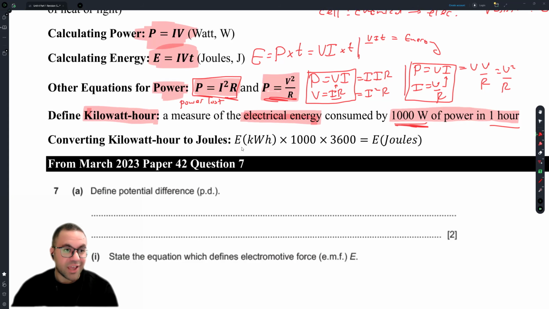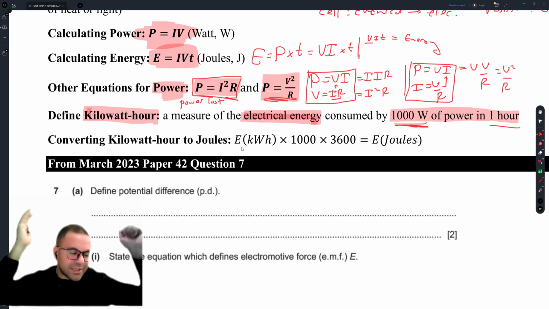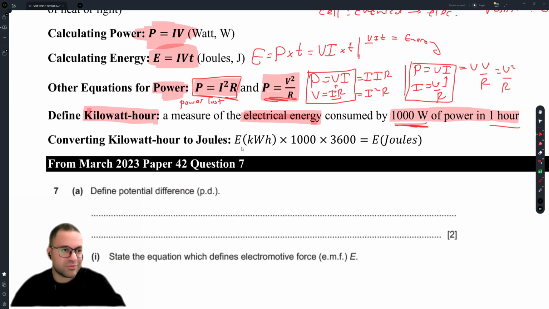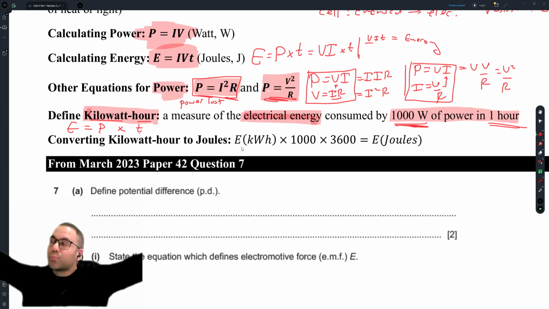Every device has a certain wattage. My phone charger is like 20 watts, sometimes 30 watts, depending on if it's a high-speed charger or not. And then I just multiply it by 1 hour, because isn't energy power times time? Kilowatt is power, hour is time, so you end up with kilowatt hours. Because the values of energy that we consume at home are super large, we can't use joules.